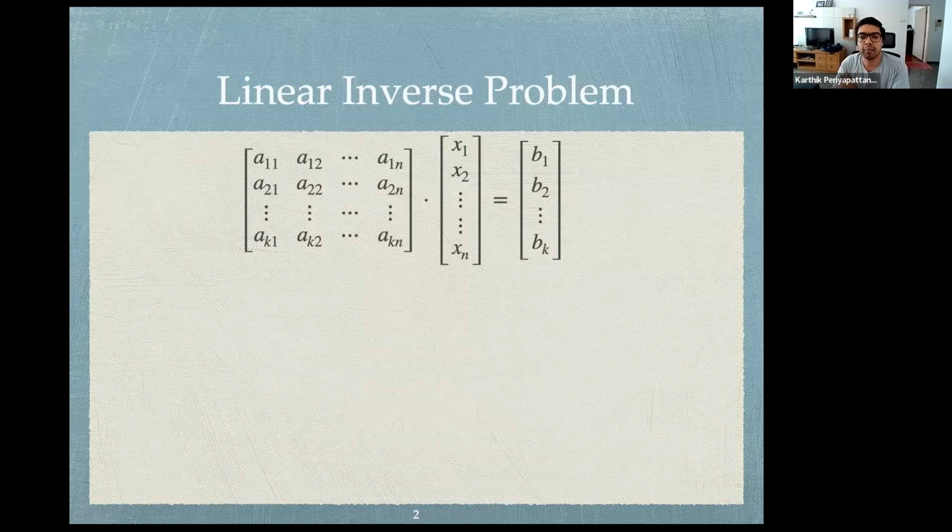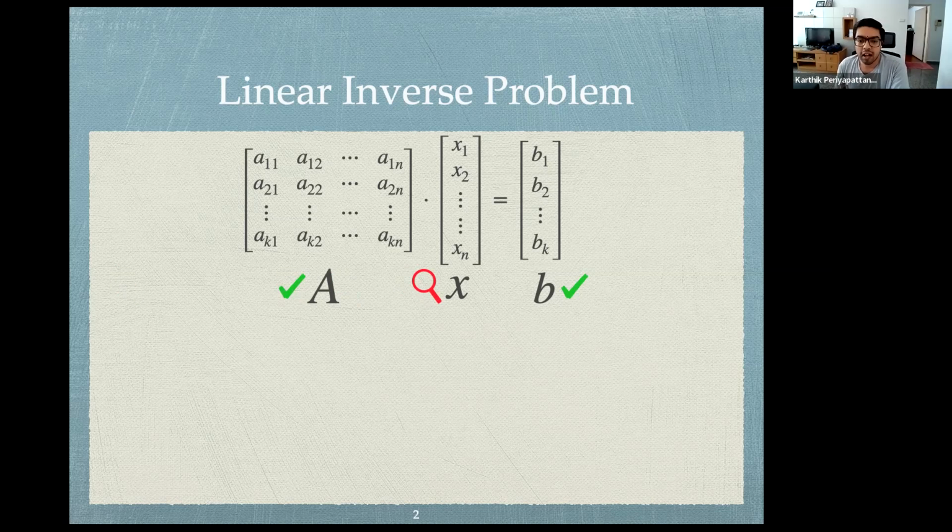So I'll be talking about linear inverse problems. These are problems which everyone has seen. There is a matrix A, there is a vector B, A and B are given to us, and we need to recover a certain vector X which satisfies AX equal to B. So we have a linear system of equations and we need to recover X given the matrix A and given the vector B. Now, such problems are called linear inverse problems and they occur very widely in many applications.